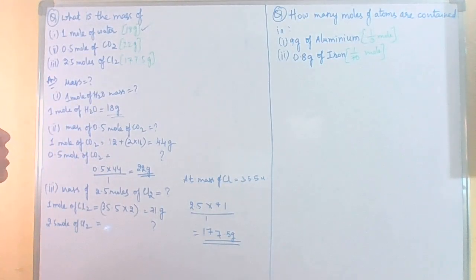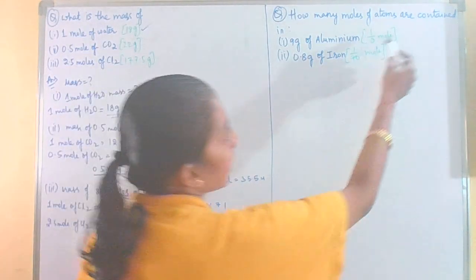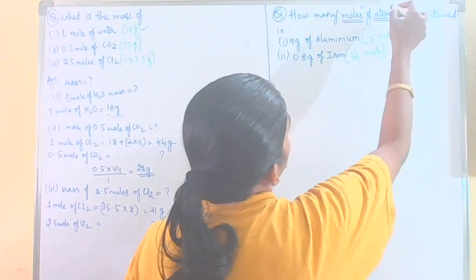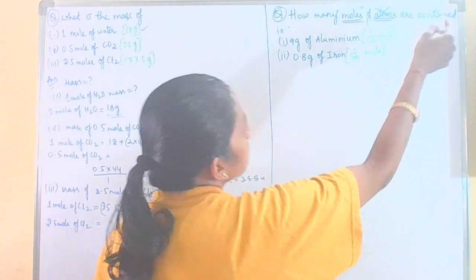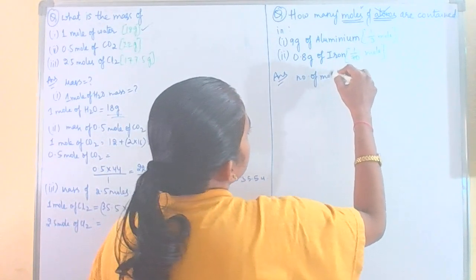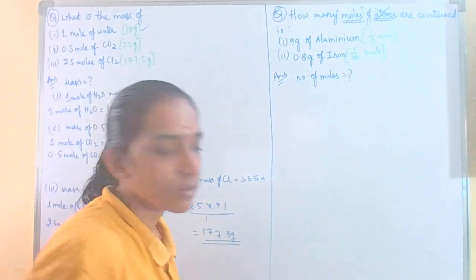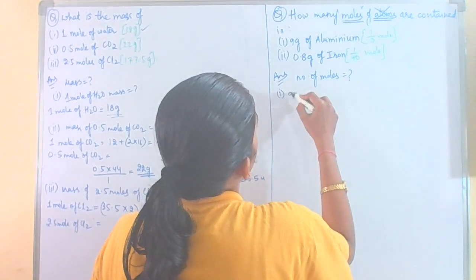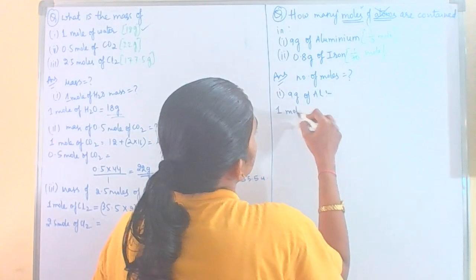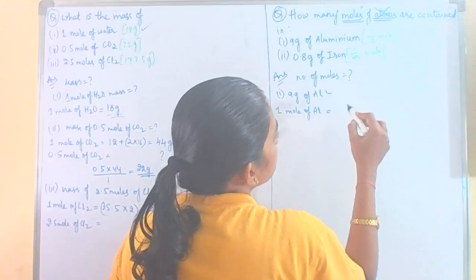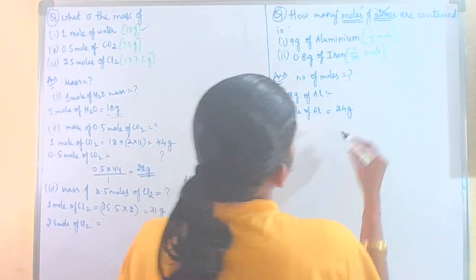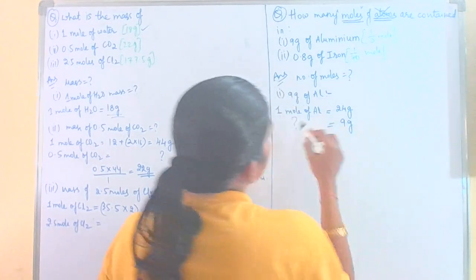Okay. We'll see the next question. How many moles of atoms? They are asking the number of moles. Don't get confused with number of atoms. They are asking the number of moles of atoms contained in 9 grams of aluminium. So in this question you have to find out the number of moles. 9 grams of aluminium is given. 1 mole of aluminium atom is equal to 24 grams. This is the gram molecular mass. Then 9 grams of aluminium is equal to how many moles?